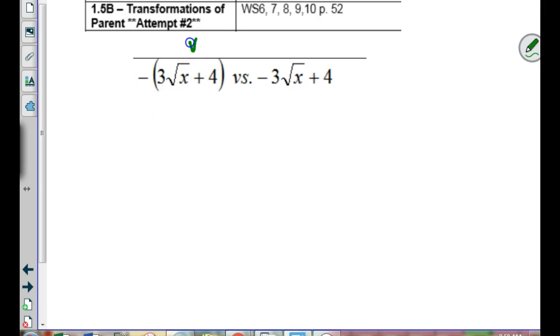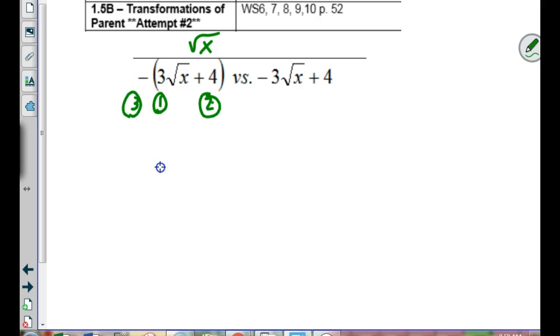But the parent function here would be the square root of x. Can anybody tell me the order of the 3 things that happen here? The order of operations would say, if I put a 9 in here for x, the first thing you would do is square root it, and then you would do what? Multiply it by 3. So this is going to be our first thing. Then you would add 4. And then the third thing is you'd worry about what's outside the parentheses, which is this opposite.